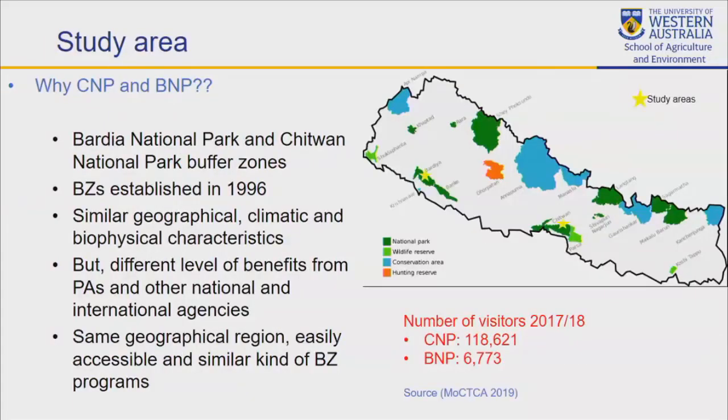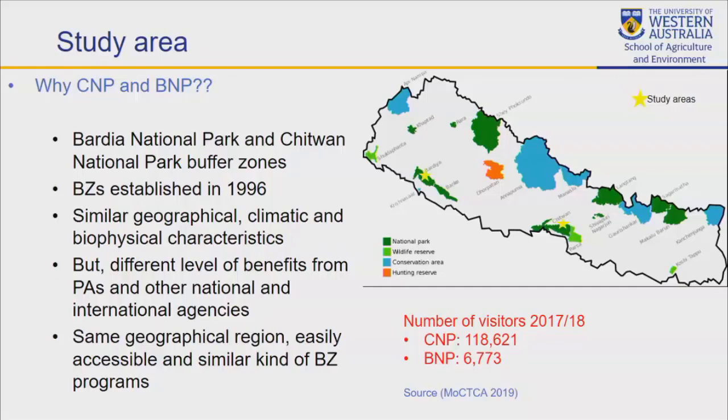For this study, we have selected Bardia National Park and Chitwan National Park as our study sites. Both of these national parks lie in the Tarai lowland in the southern region of Nepal. Both are among the oldest and most significant national parks in Nepal. Buffer zone areas in these national parks were established in the same year, in 1996. They share similar geographical, climatic, and biophysical characteristics. And both provide habitat to charismatic megafauna like the one-horned rhinoceros, Asiatic elephant, Bengal tiger, Gharial crocodile, and many more.